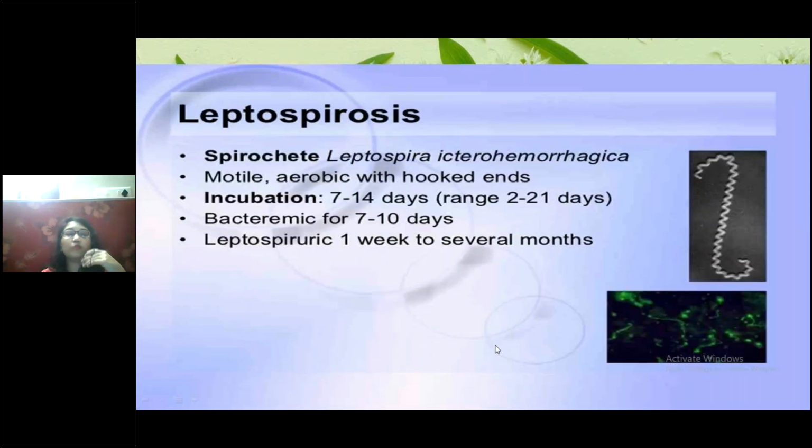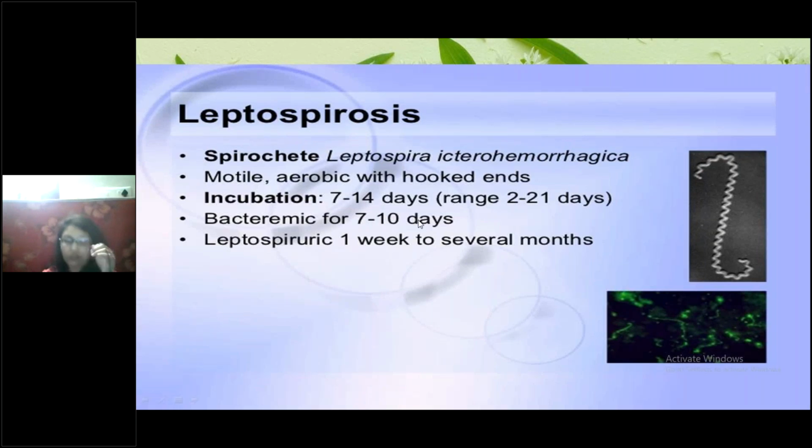So leptospirosis, you might remember, was given in the spirochete chapter. So Leptospira icterohaemorrhagiae and other species are also there. This is the most important species, icterohaemorrhagiae, and there is icterus, that is jaundice, and hemorrhage also. These are motile, aerobic organisms with hooked ends. You might remember both ends are curved, and this is a spirochete. This is seen under dark field microscopy. So these are bacteria.